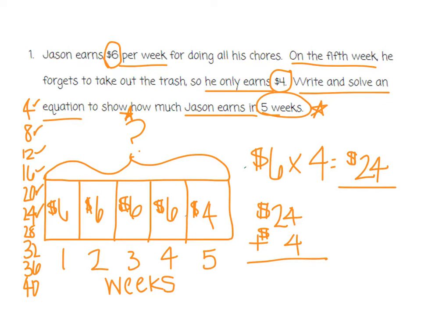So I'm going to start in the ones. 4 plus 4 is 8. 2 plus nothing is 2. So he earned a total of $28.